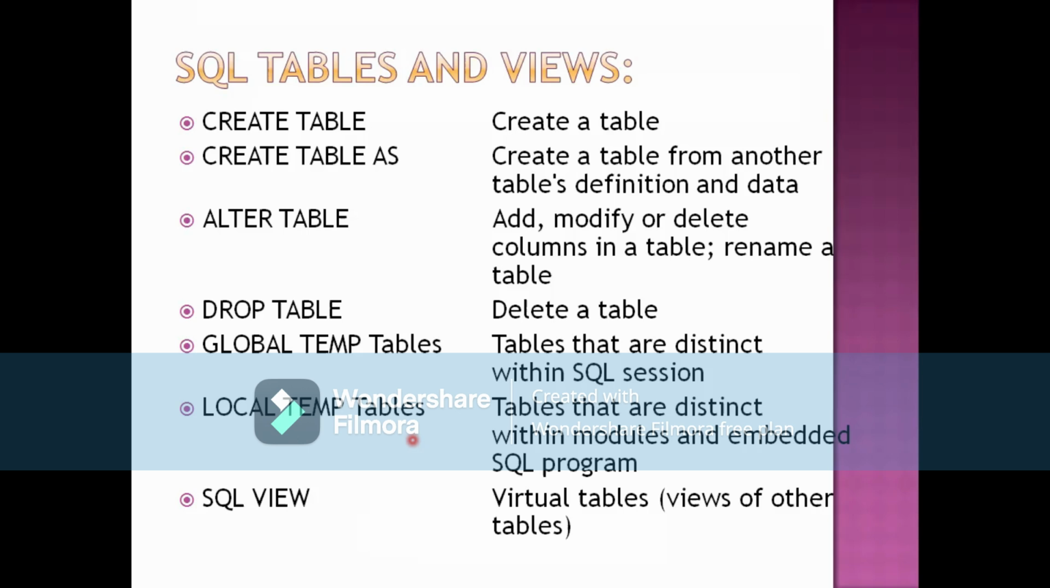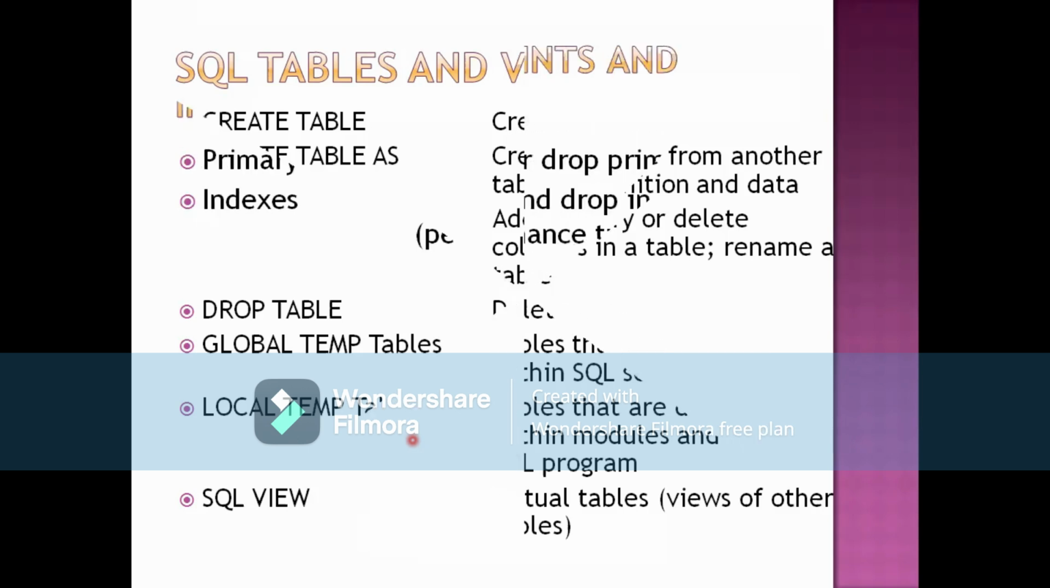Next, drop table means deletion. Global temp table means tables that are distinct within the SQL session. Local temp table means tables that are distinct within modules and embedded SQL programs. SQL views means virtual tables, views from other tables. That means it is a combination of two or three tables like that. That is the SQL views.